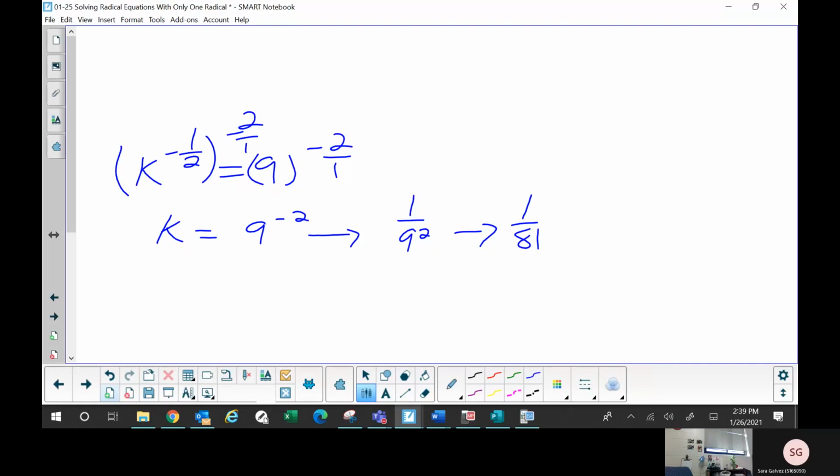Number 7 was 36. X equals 36. Number 8, you had 2 solutions, positive or negative 27. Number 9 is 64. And 10 is 1 over 100. 1/100th. Any questions?